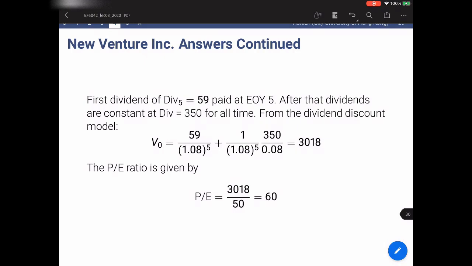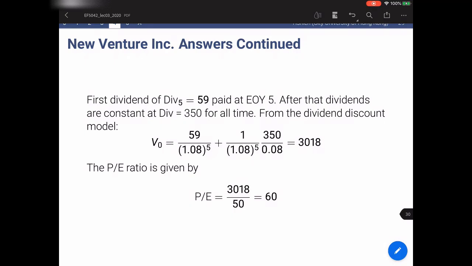After that, dividends become constant at 350 for all time. And so from the dividend discount model, we know that the value of the firm, the equity side of the firm, is equal to simply the sum of all future dividends discounted by the opportunity cost of capital for equity stakeholders, right?